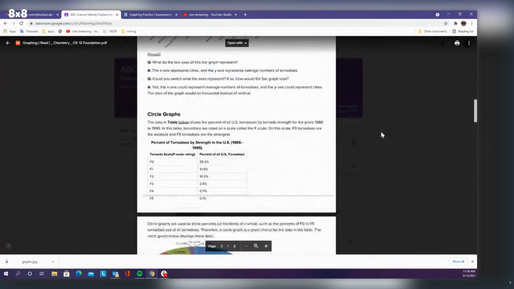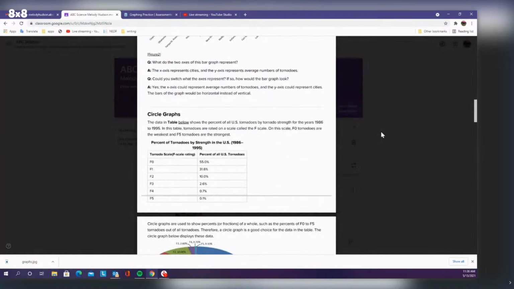Circle graphs. In the data table below, we're going to see the percent of all tornadoes by tornado strength for the years 1986 to 1995. In this table, tornadoes are rated on a scale called the F scale or the Fujita scale. And so on this scale, F0 tornadoes are the weakest and F5 tornadoes are the strongest. So let's look and interpret what we have here.